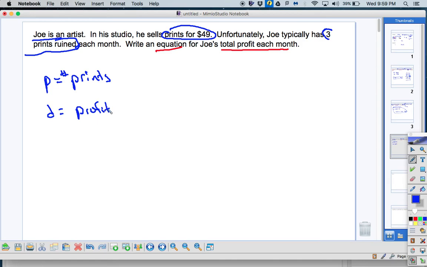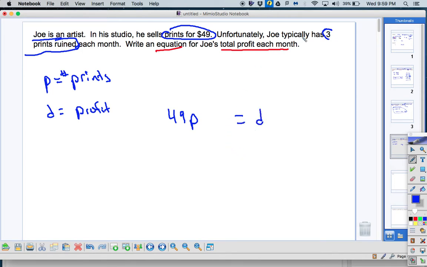Okay? And if you don't want to use D here and you want to use P here, then pick something other for P for prints. But you can only use the letter once. Okay, so let's take a look. I want the profit. Well, what do we know? We know that prints are going to be $49. Okay, and if I multiply it by P, this is the amount of money I've made from my prints. And generally speaking, that would be my total.